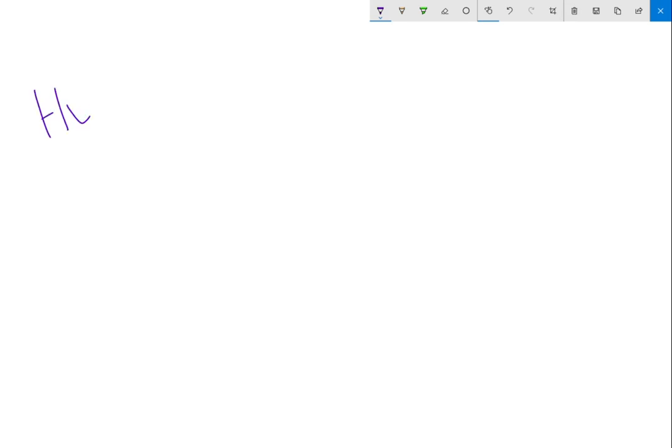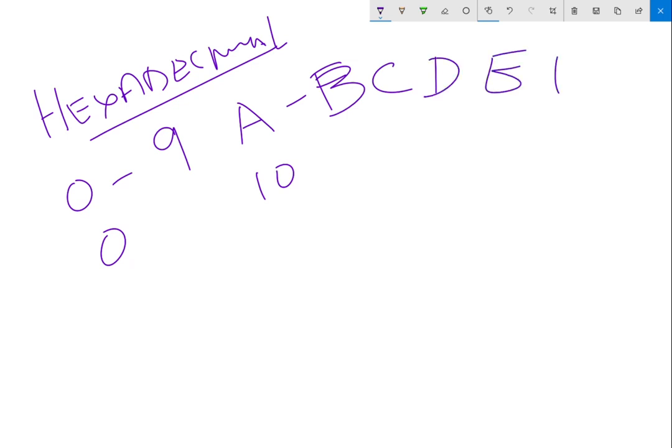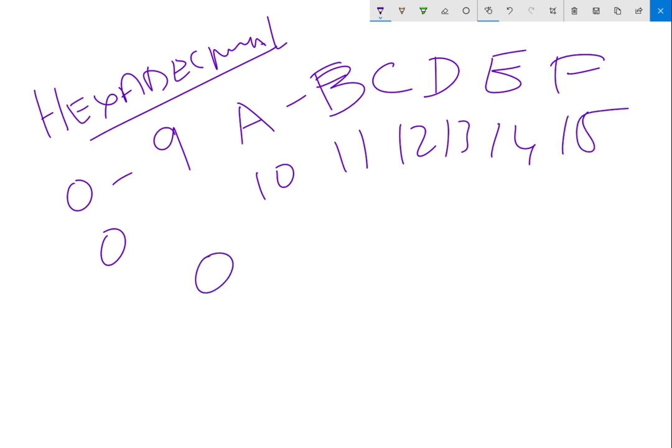We move to hexadecimal. When we say hexadecimal, it means it supports 0 to 9 and then from A to F. That is a range: from 0 to 9 and then 10. Let's say A, B, C, D, E, F. So it is going to be 10, 11, 12, 13, 14 and 15. 0 to 15, that means it is totally 16.